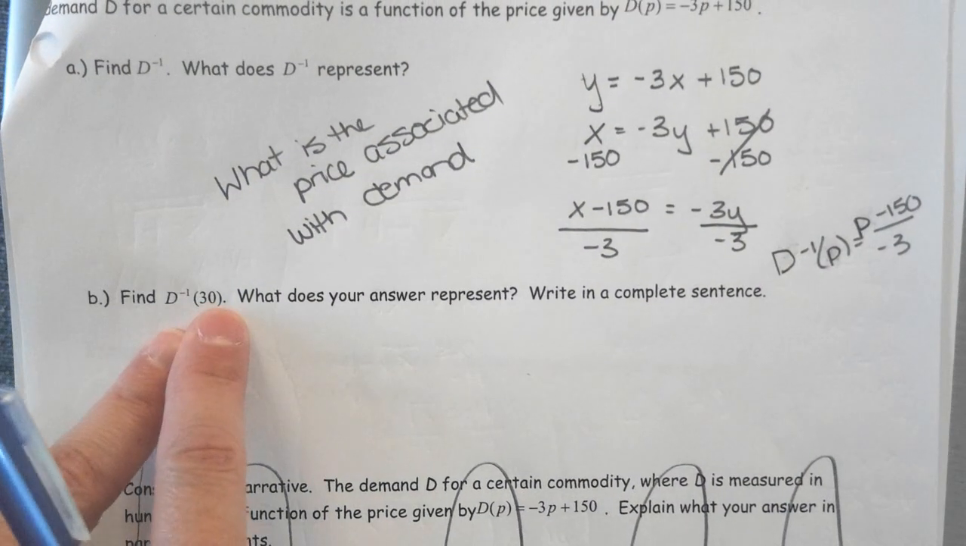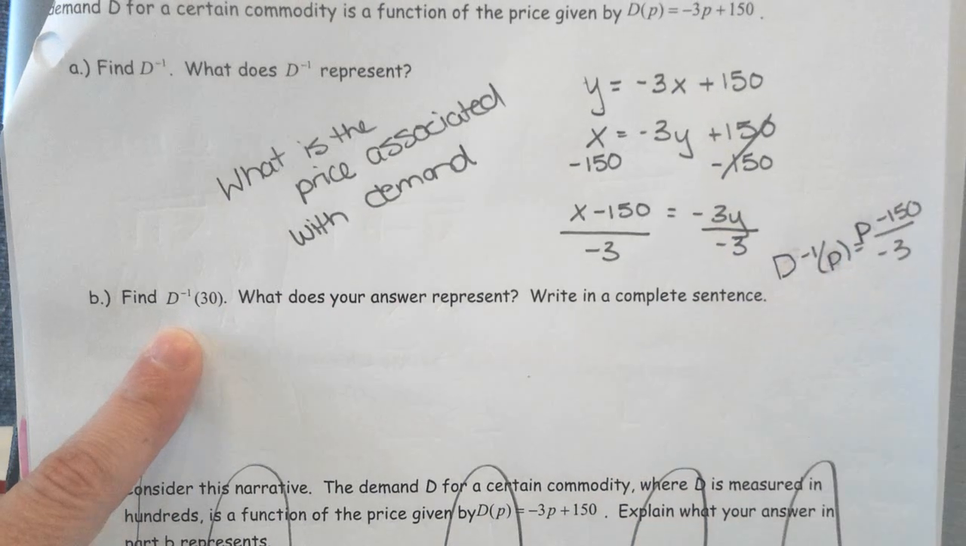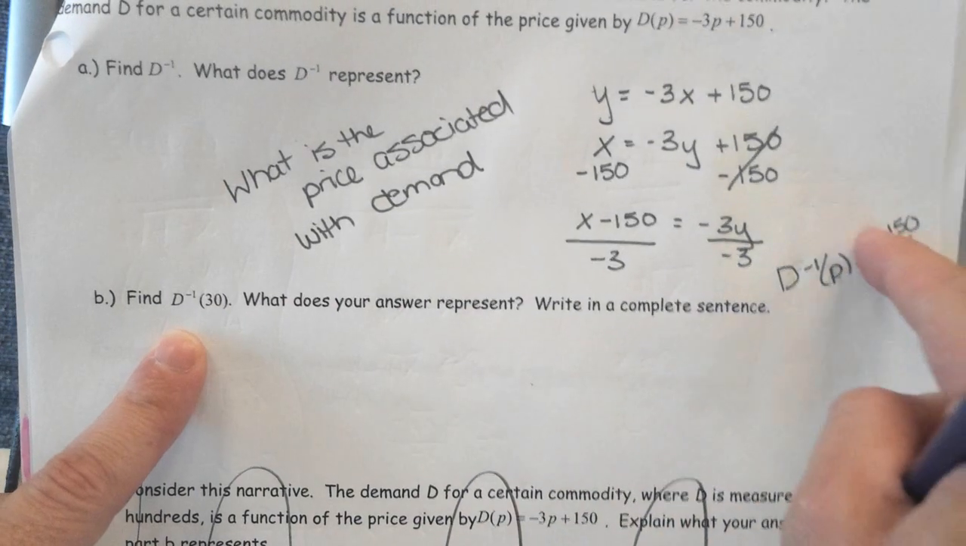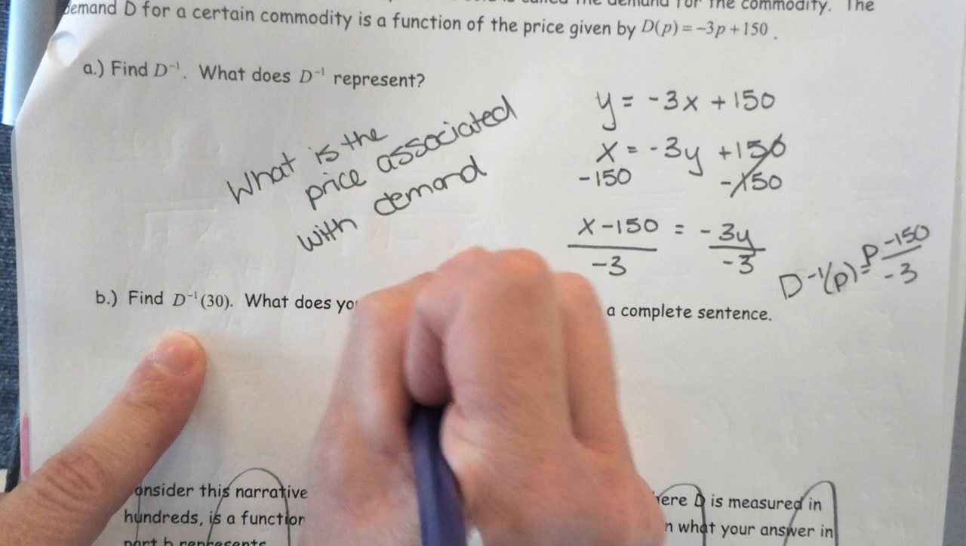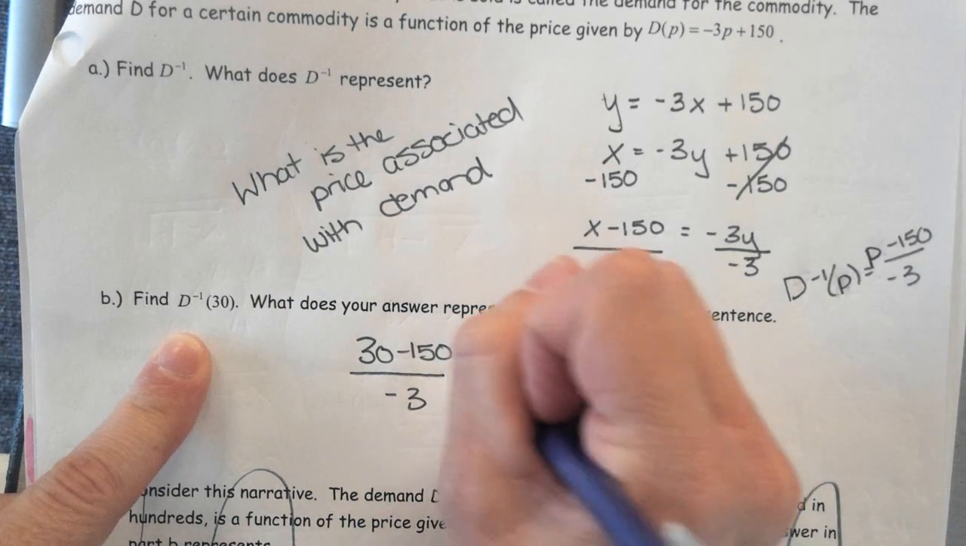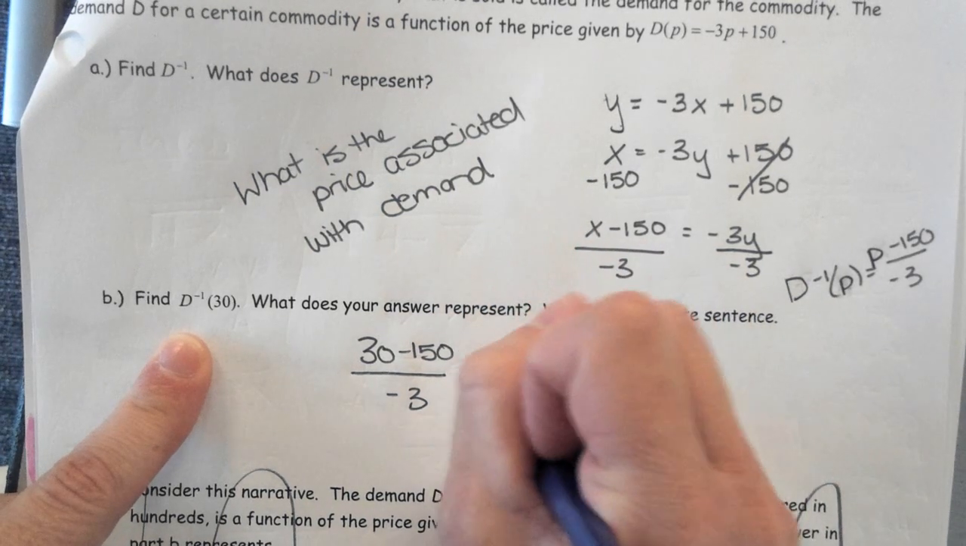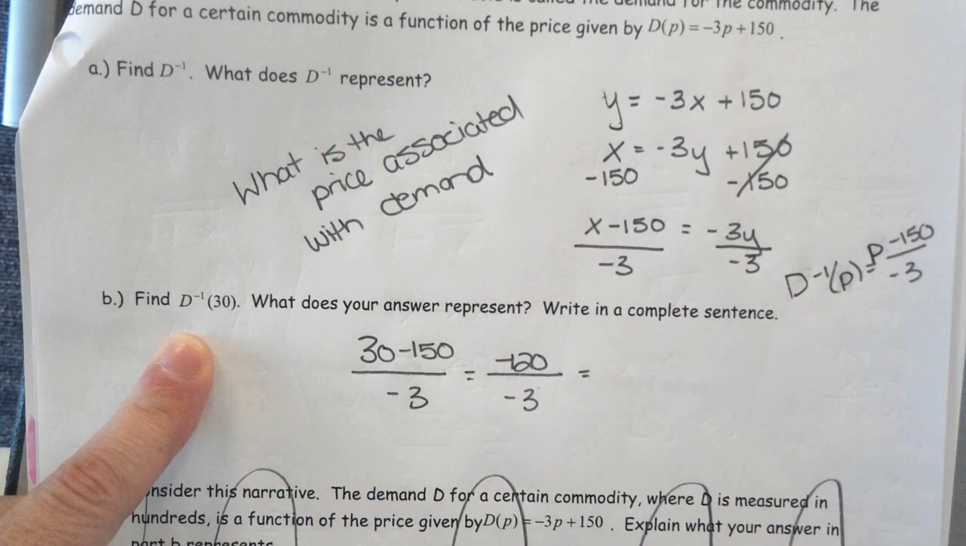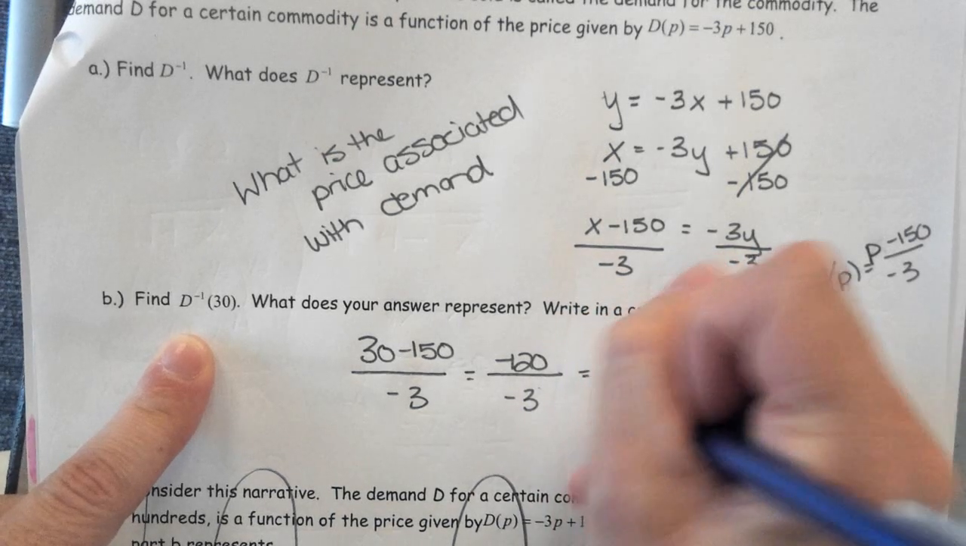So let's plug in 30. It wants me to plug in 30 and see what happens. So if I plug in 30, 30 minus 150 over negative 3. So that's going to give me negative 120 over negative 3. And then I get 40 when I divide.